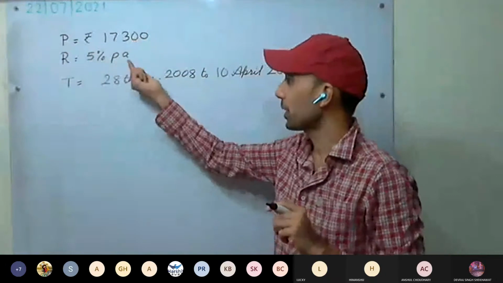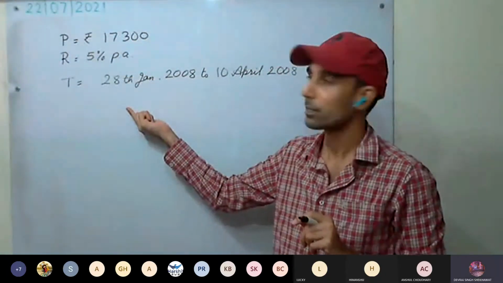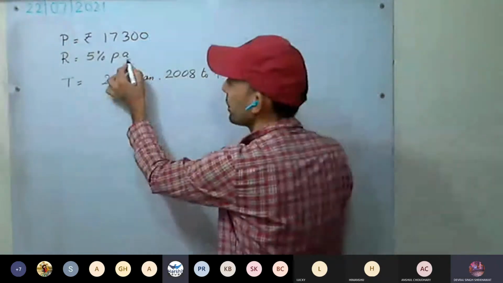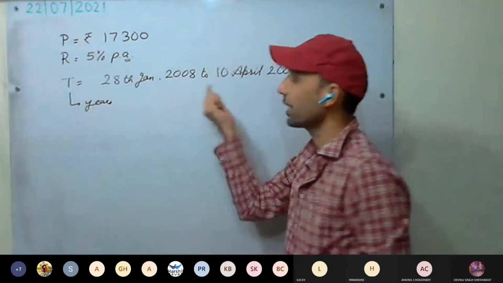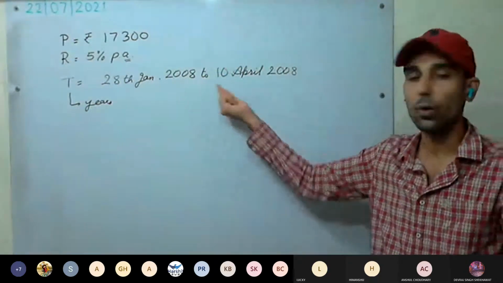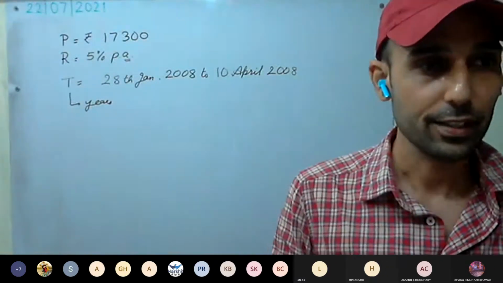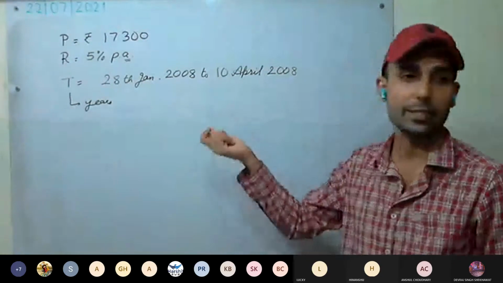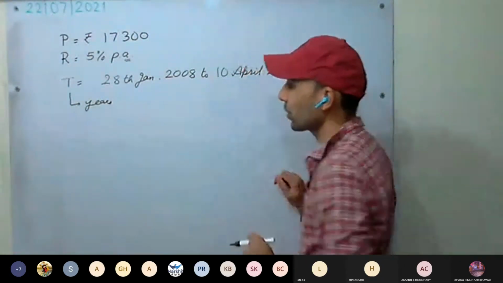Principal is given. Rate is per annum. So time should be in what? It should be in years. Per annum means time should be in years. Days are given to us. We have to convert days into years. So first we need to know how many days the money has been lent, or borrowed. So how are we going to take it?